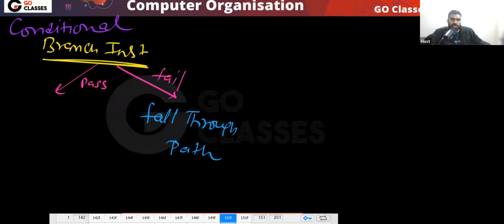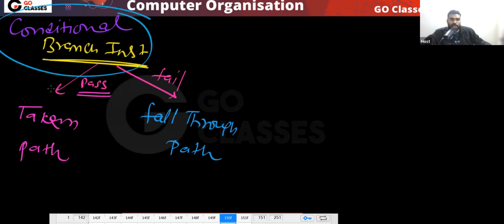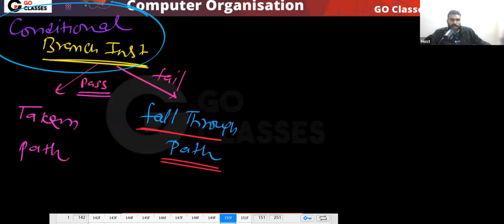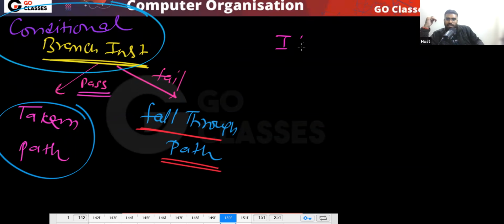So tell me, if this is your conditional branch instruction, if the condition fails, it will go to the fall through path. And if the condition passes, it will go to the taken path. Correct? Yes or no? Okay, it's like this. This is your I instruction. This is your branch instruction. Let's assume this is the condition. This is a conditional branch instruction.